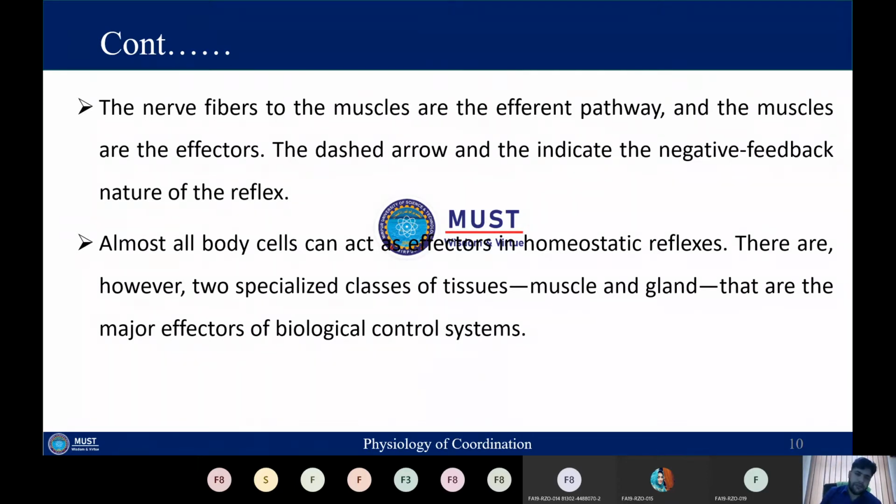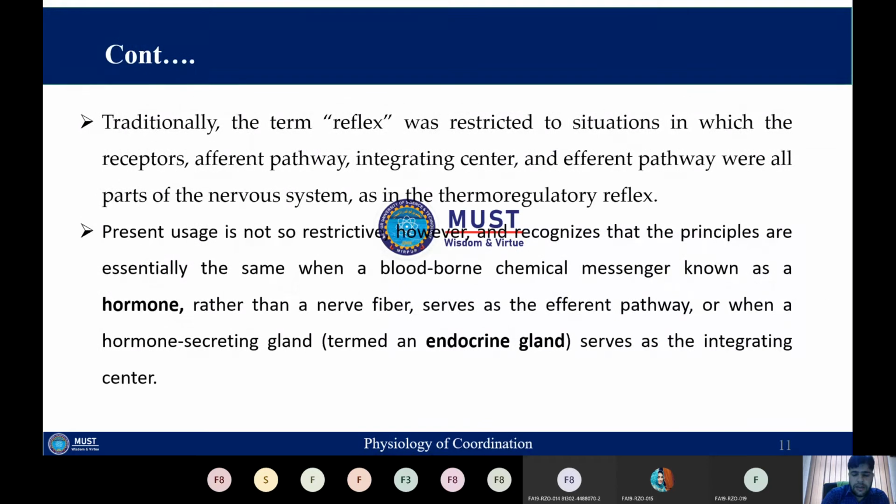As I have told you in the initial slide, there are various types of receptors that are receiving information from the external environment and internal environment, and that information is relayed to the brain, which is behaving as the integrating center, and the brain will produce its response in a coordinated fashion. After receiving the information from all the receptors, the brain will integrate all that information and produce its effect in a coordinated fashion. Almost all the body cells can behave as the effector in homeostatic reflexes, but two specialized types of tissues or cells are the muscles and the glands. They are the major effectors of the biological control system.